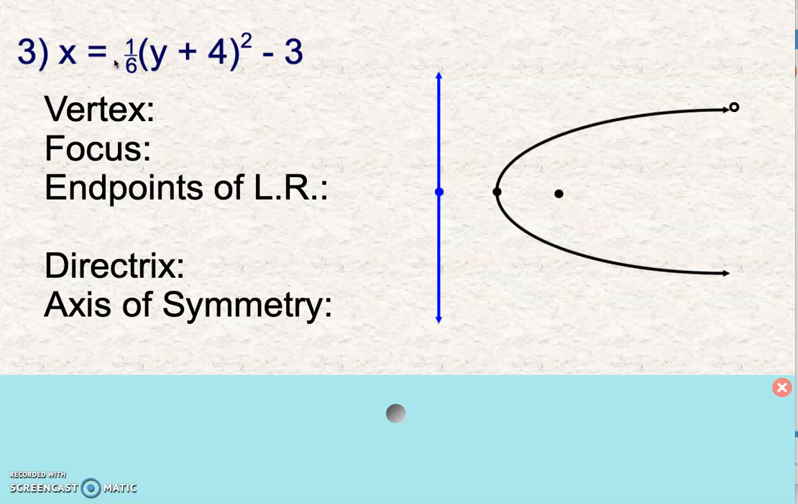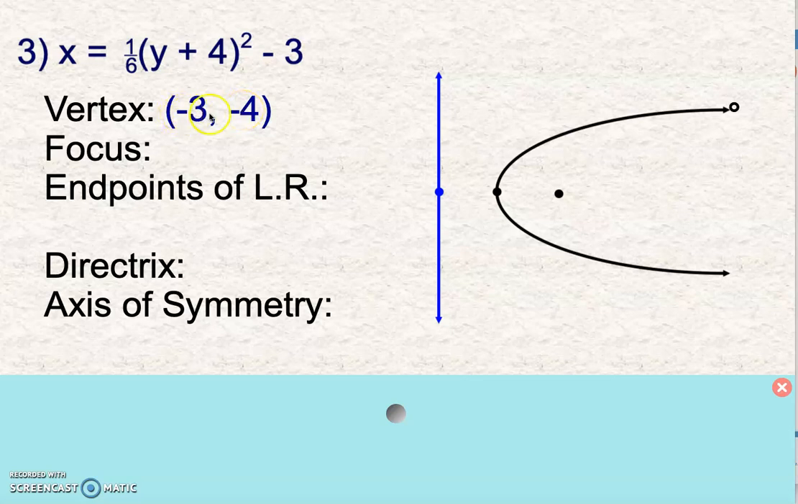So let's fill in these parts and see how you did. The vertex, now remember the vertex, the coordinates are x first, y second, and the x value is -3 and the y is -4.